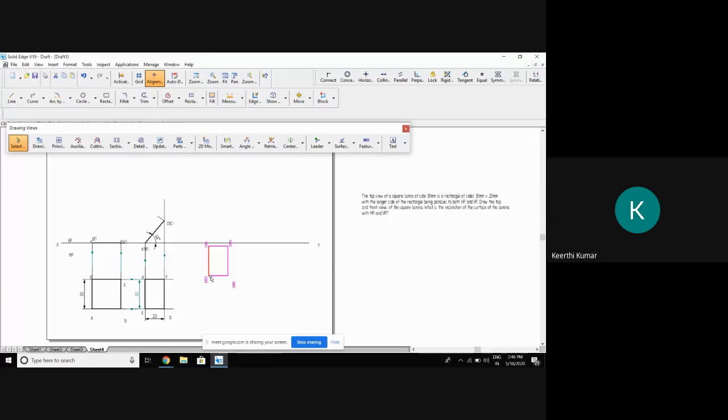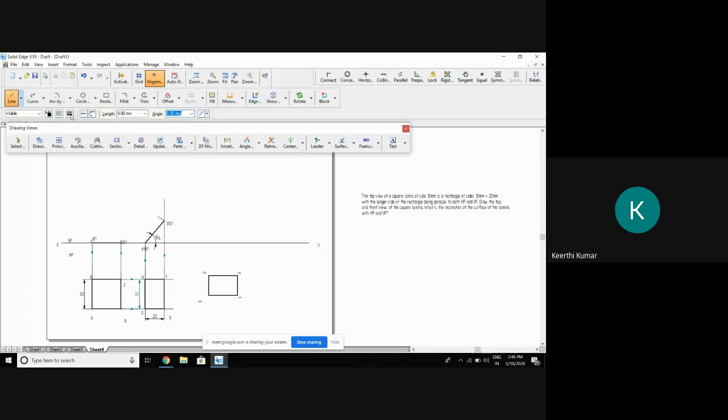He's telling one side should be parallel. AD should be parallel. So rotate. And he is nowhere telling what distance. Just he told it should be parallel. So we have done it parallel. A dash, B dash, C dash, and D. Sorry, A, B, C, D.